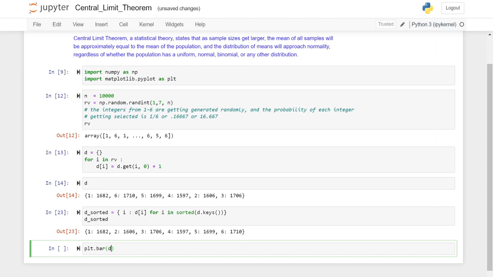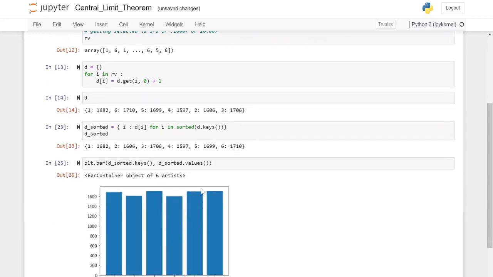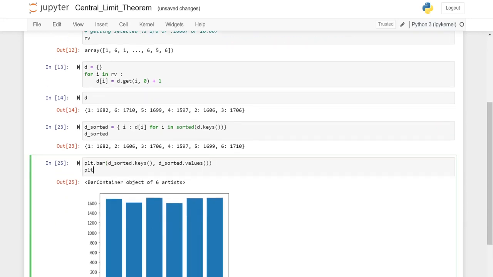So let us write d_sorted.keys(), then d_sorted.values(). Okay. What happened? d_sorted? No. Dot values. Okay. Not underscore. See here. Let us write plt.show().